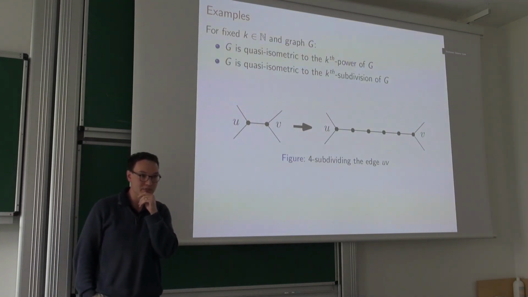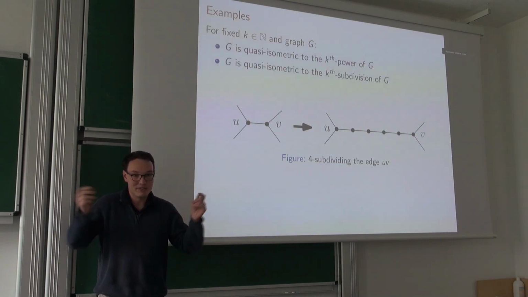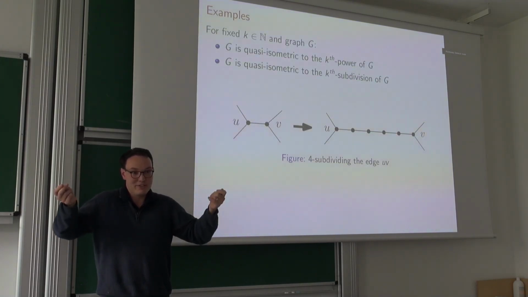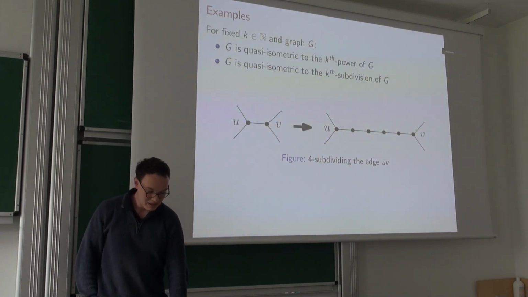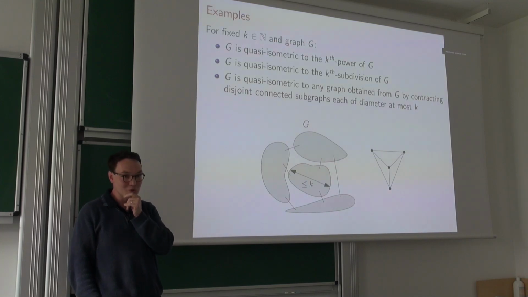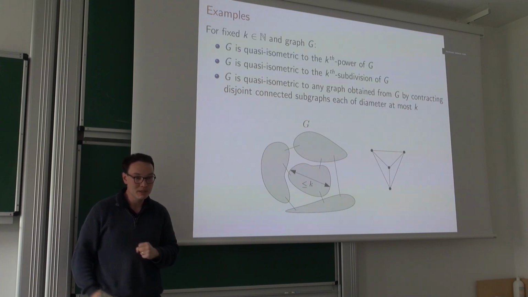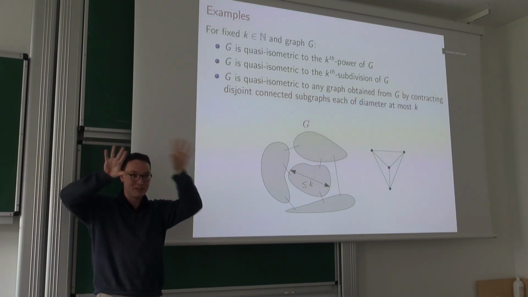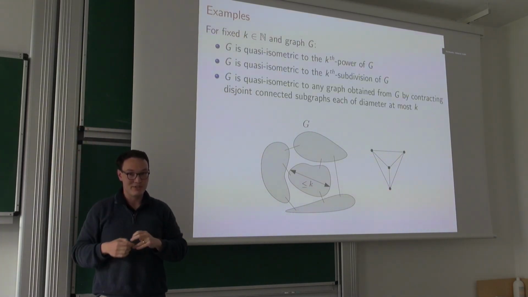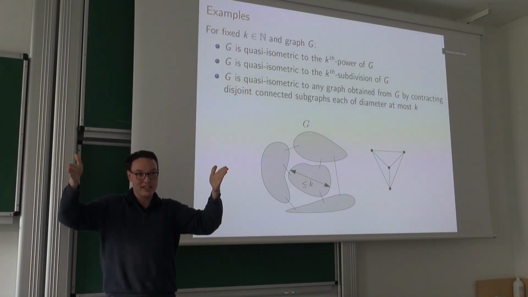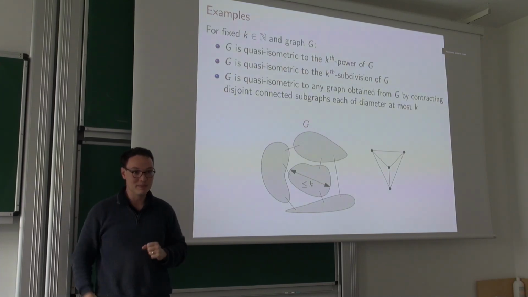Quasi-isometry is also good for subdivisions, so long as you're subdividing each edge just a fixed amount of length. Because now you're stretching the distances between any pair of vertices by a factor of at most k. Quasi-isometry is also good with contractions, so long as what you are contracting has a bounded diameter. So you have your graph, you take disjoint balls of bounded radius, you contract them, you're going to be quasi-isometric to this new graph. You brought things closer together, but only by a multiplicative factor.